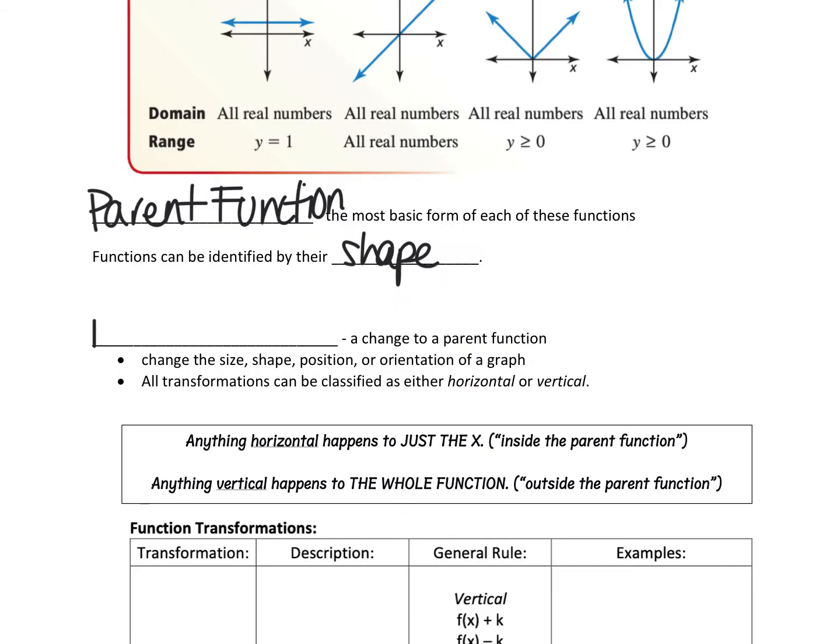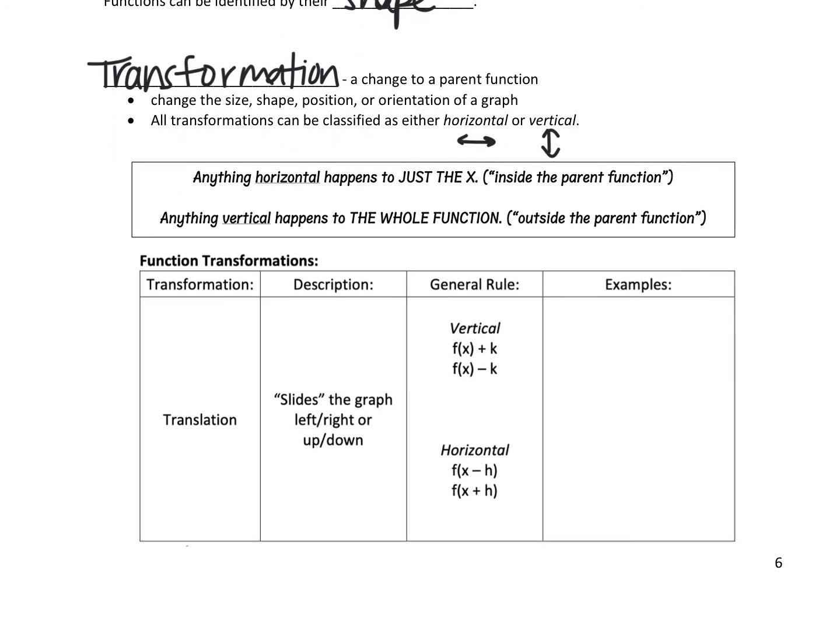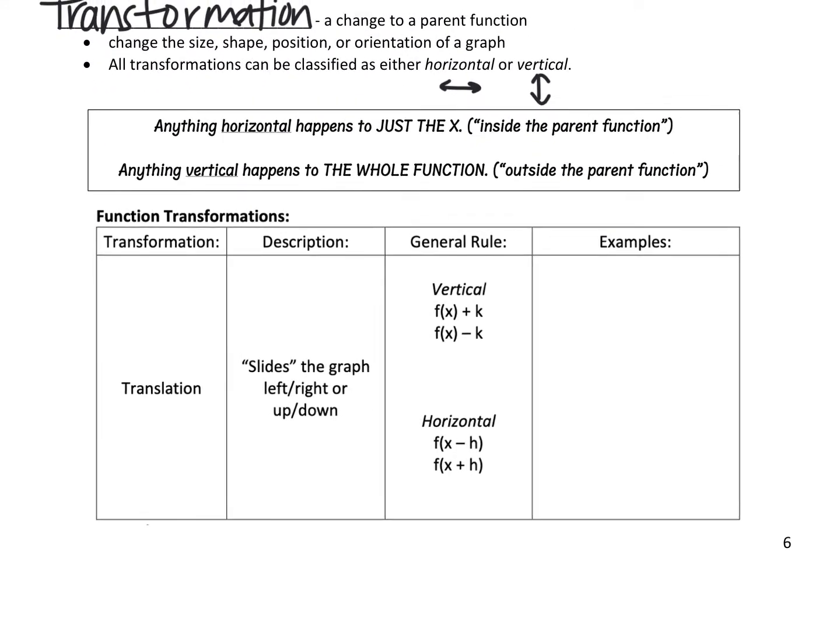A transformation, what we talked about yesterday. Transformation is a change to a parent function. It's a change in the size, shape, position, or orientation of the graph. And they'll either be classified as horizontal, which would be left to right, or vertical, up and down. Okay, if something is horizontal, it'll happen to just the x. If something is vertical, it'll happen to the whole function outside of the parent function.